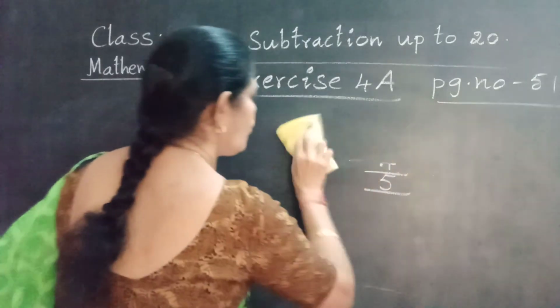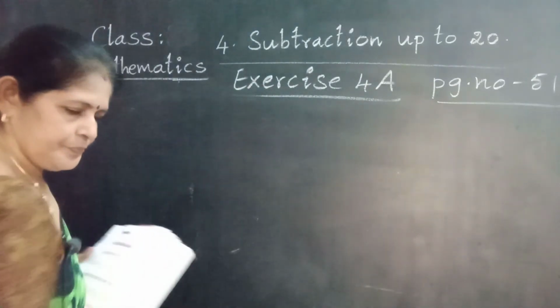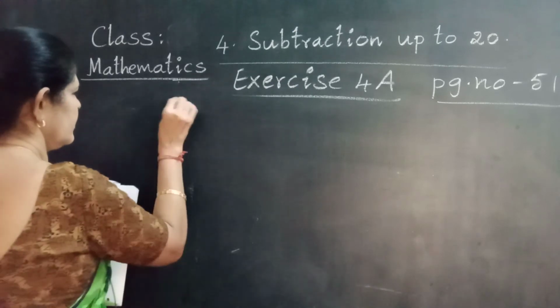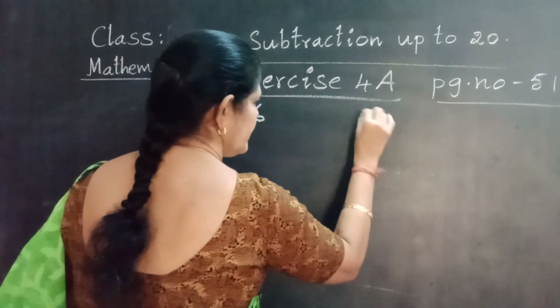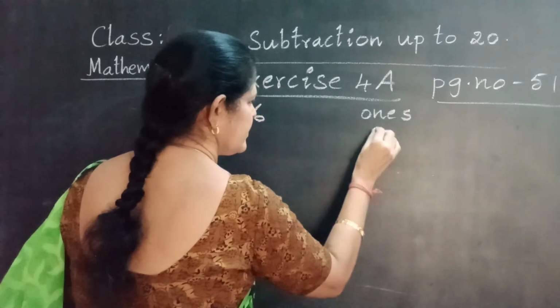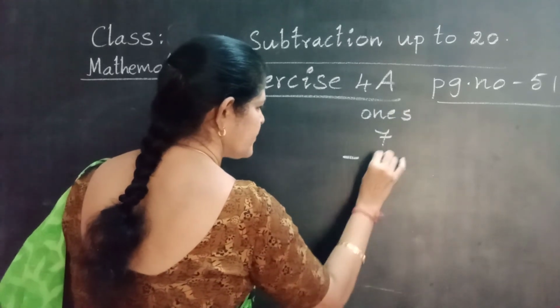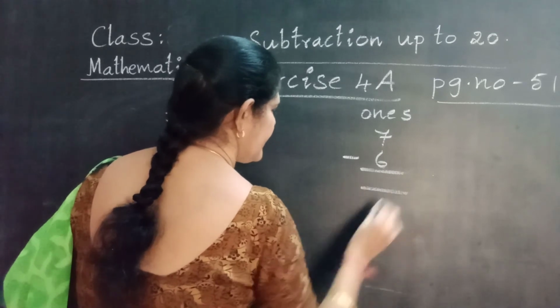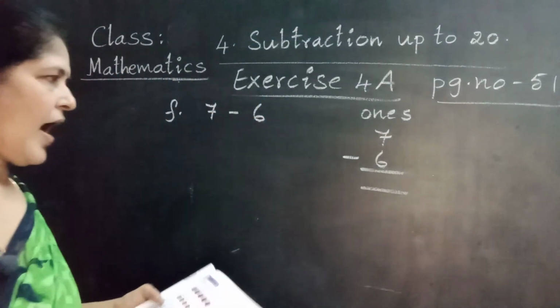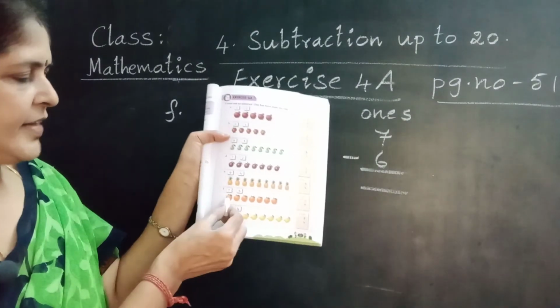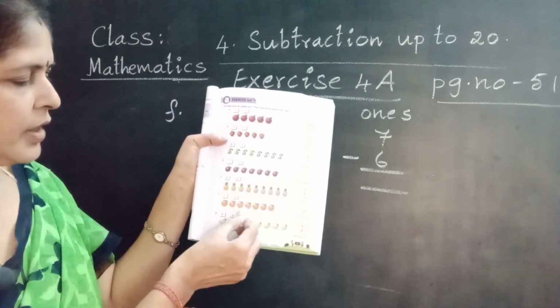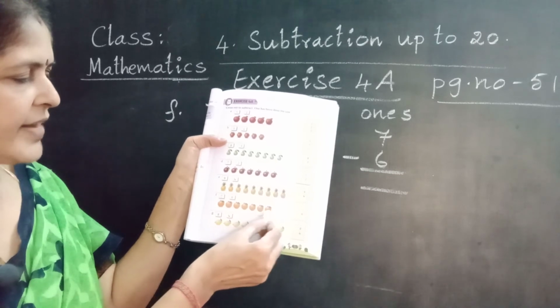Oranges. How many oranges are there? Given subtraction is 7 minus 6. We subtract 6 from 7. 7 is big. Now count oranges. 1, 2, 3, 4, 5, 6, 7.